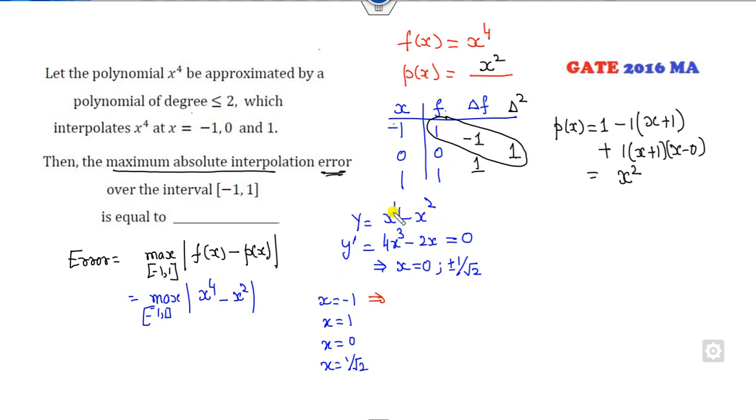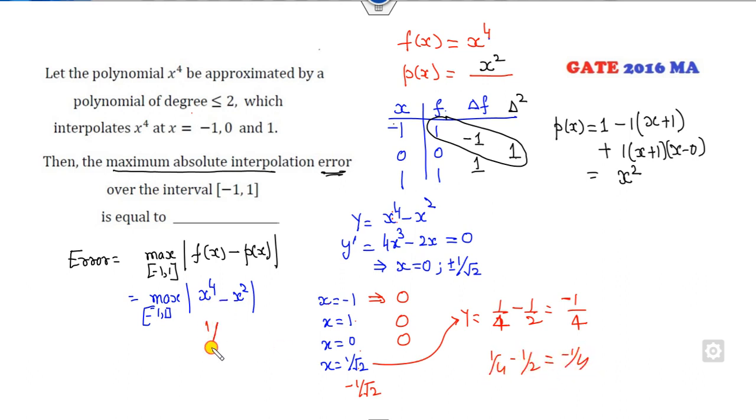What is the value of this y when x is equal to -1? 0, 1, 0, this 0. 1 by √2 is, the value of y for this is 1 by 4 minus 1 by 2. It is 1/4. Fine. It's -1 by 4, but it's a modulus sign here. And if you take -1 by √2, the answer is still -1 by 4. So this maximum value will be my 1/4. 0.25 is the right answer of this problem.